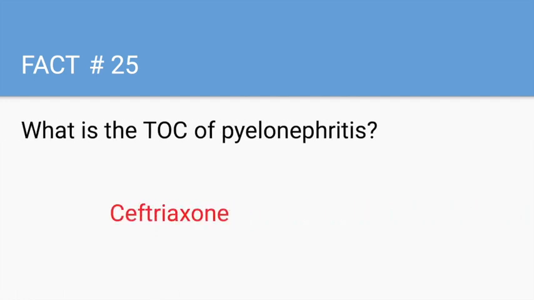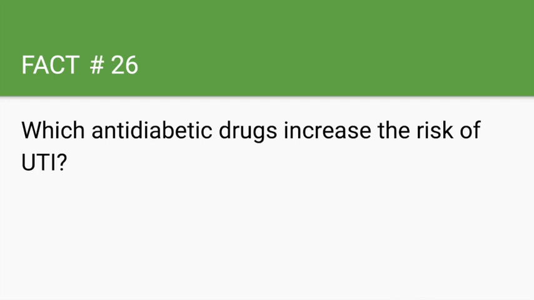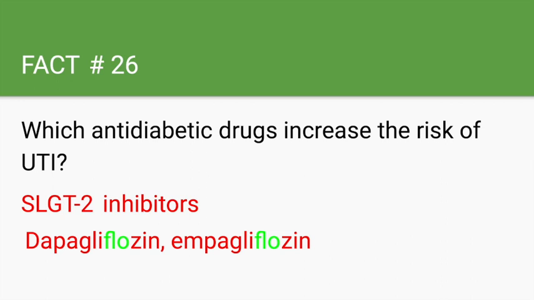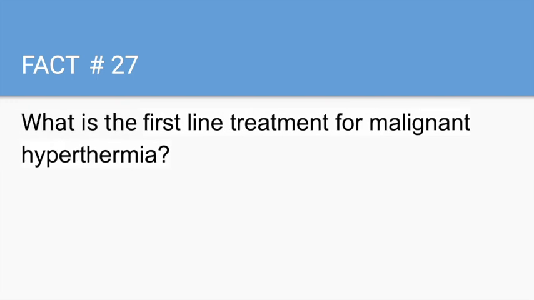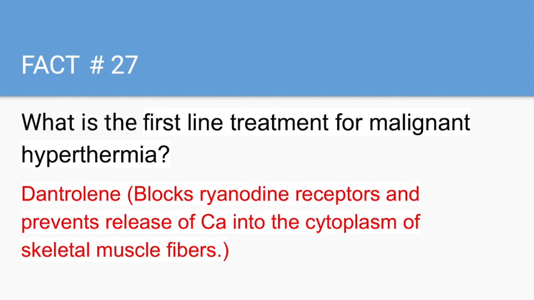Which anti-diabetic drugs increase the risk of UTIs? The anti-diabetic drugs with flo in it. So dapagliflozin, empagliflozin. What is the first-line treatment for malignant hyperthermia? Dantrolene. This blocks the receptors and prevents the release of calcium into the cytoplasm of skeletal muscle fibers.